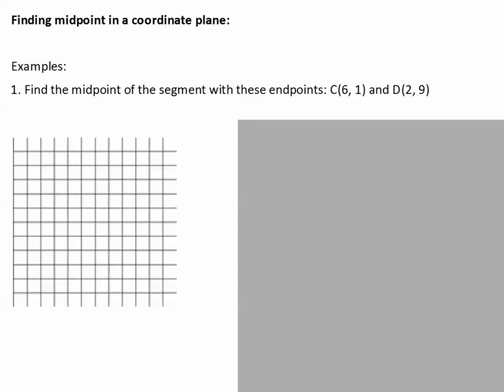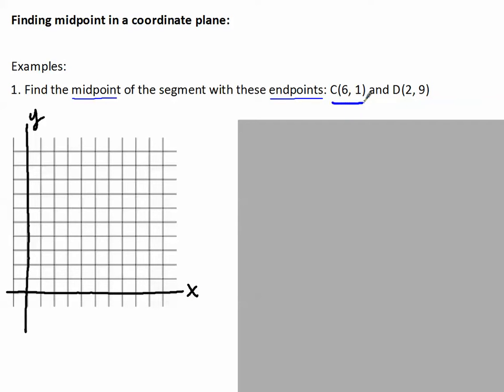Now let's use that to find the midpoint in a coordinate plane. Let's do this example together. Find the midpoint of the segment with these endpoints. Let's plot these first. Now I gave you a chance to make your own coordinate axes. Looking at these numbers, they're all positive. So I'm going to put my y-axis way over here because I don't need any negative space. And I'm going to put my x-axis way down here because I don't need any negative space. And then I'm going to plot these points.